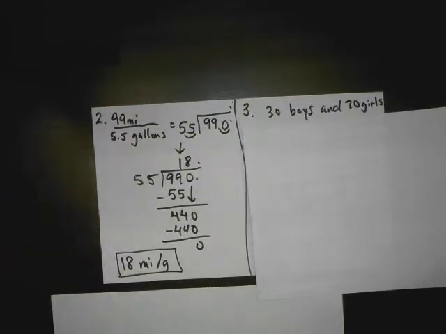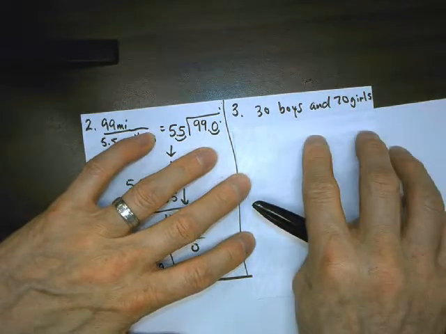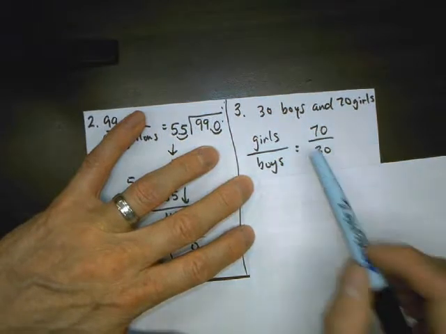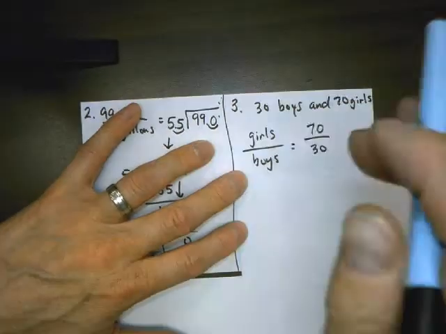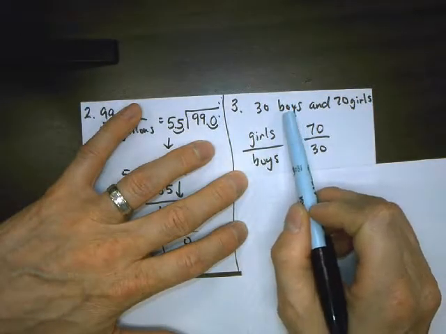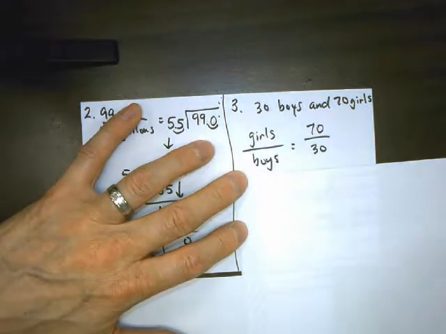Okay. So for 3, it says there are 30 boys and 70 girls in a room. What is the ratio of girls to boys? So they say 30 boys to 70 girls, but then they ask us what's the ratio of girls to boys. So we have to put it in the order of the question. Let me repeat that. You have to put it in the order of the question. So they present it to us boys to girls. We have to flip it around because they ask us about girls to boys.